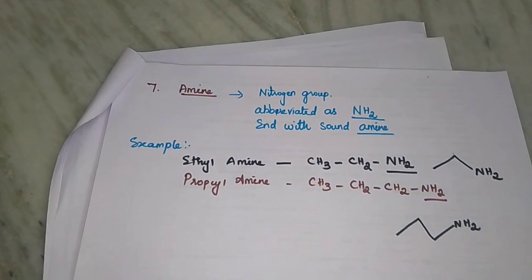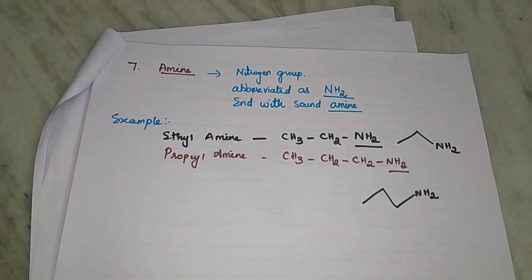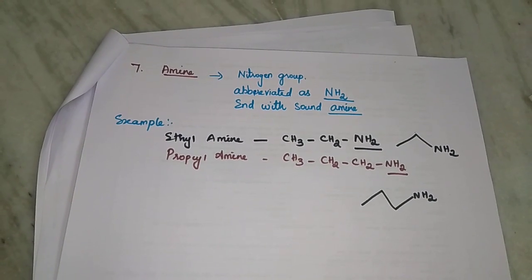So that's all. These are the 7 main important functional groups. In further classes I will teach you the remaining functional groups.